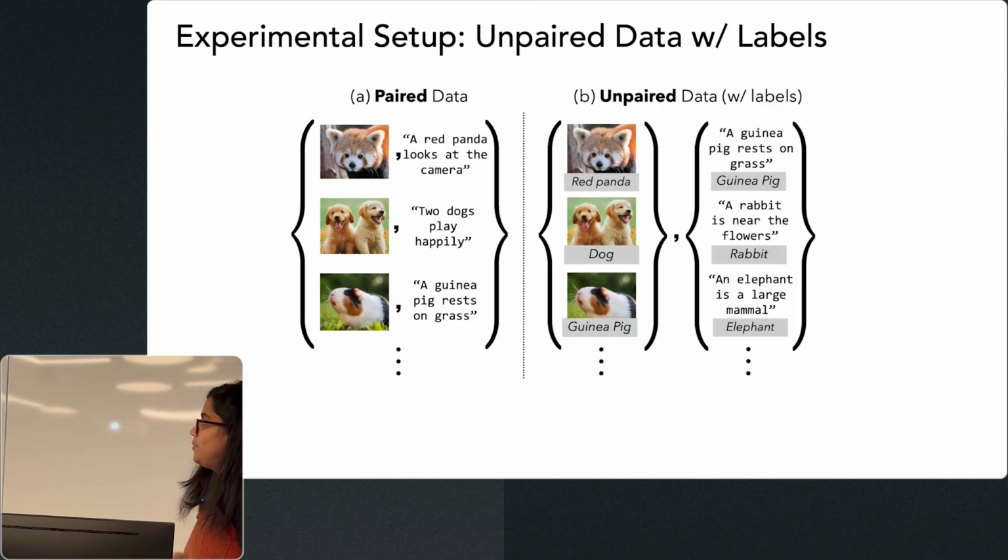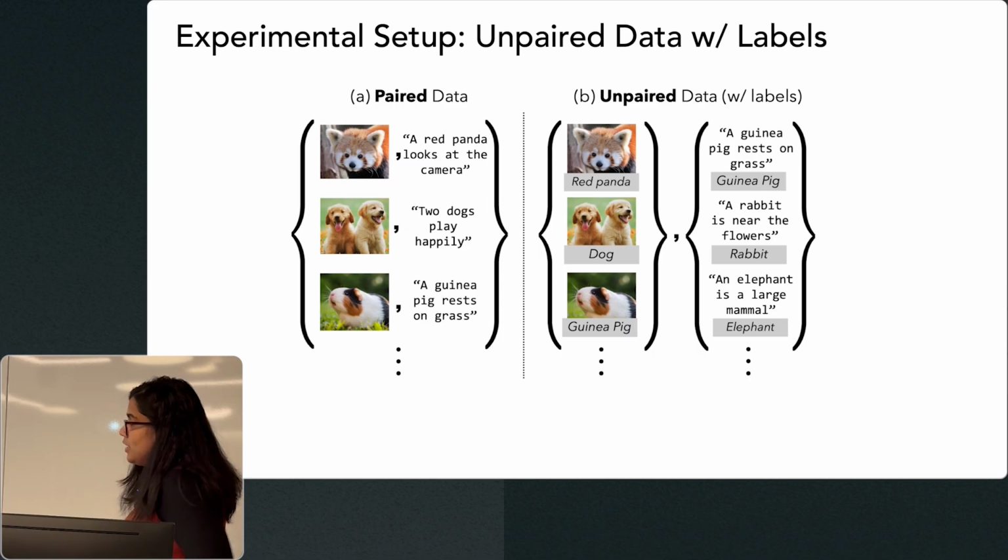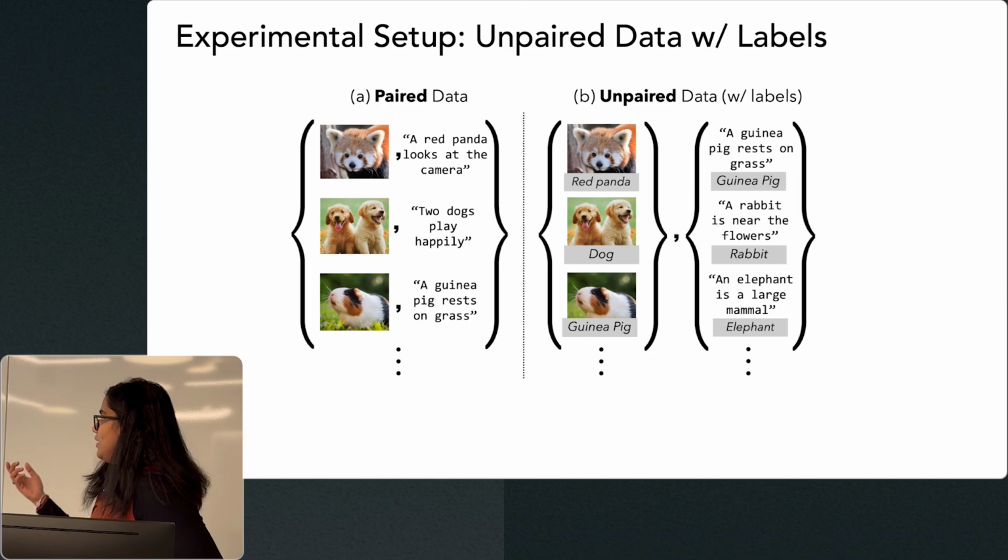You can also exploit the same thing if you have more labels present, that is, if you have more supervision. So assume now that you have unpaired data, but you also have some labels with it. For instance, on the left I have images, and I know which class or label each image belongs to, in this case red panda, dog, and so on. And on the right, I have a bunch of text, and again I know which label the text describes.